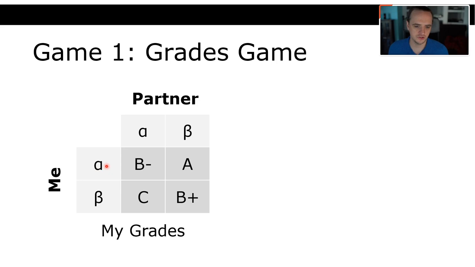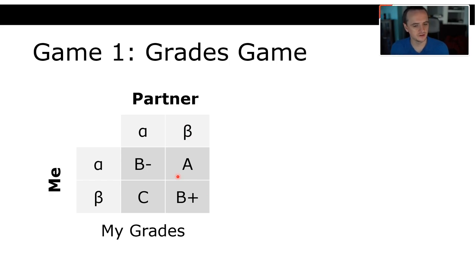So if we both choose alpha, I get a B minus. If I choose alpha and they choose beta, I get an A. If I choose beta and they choose alpha, I get a C. And if I choose beta and they choose beta, I get a B plus.